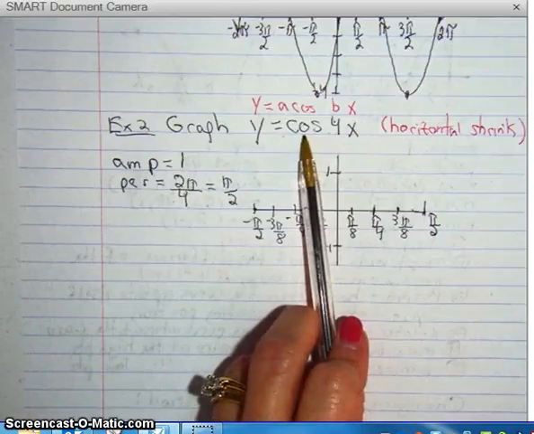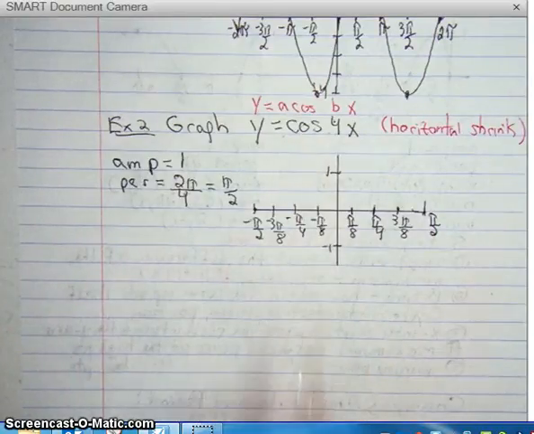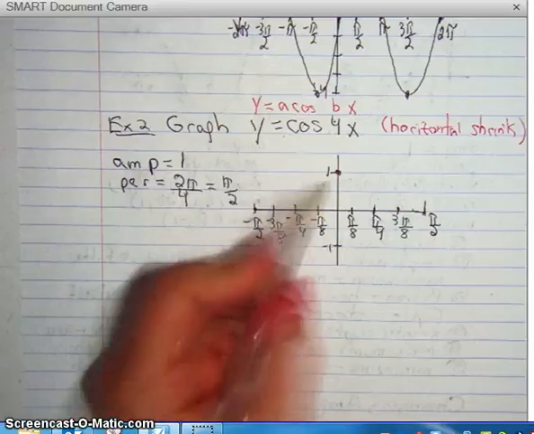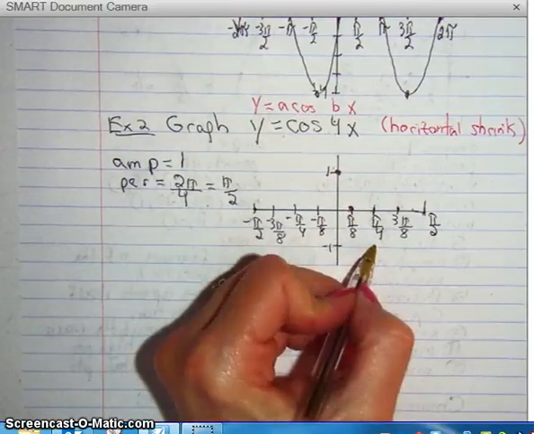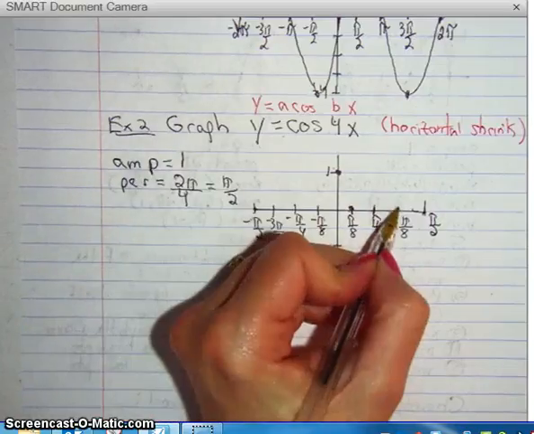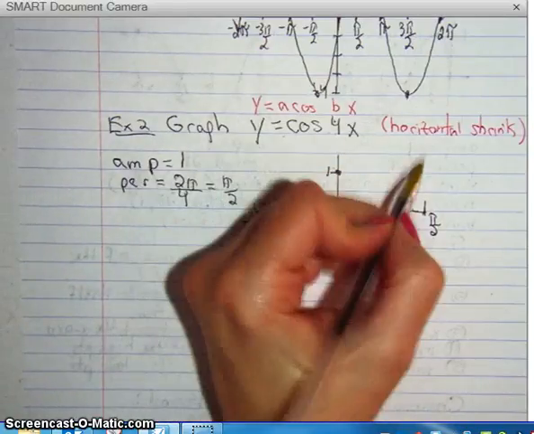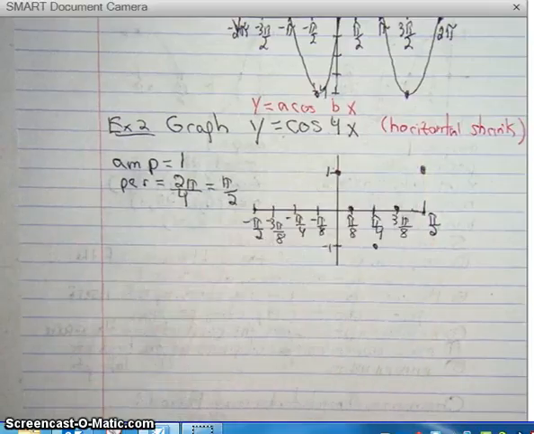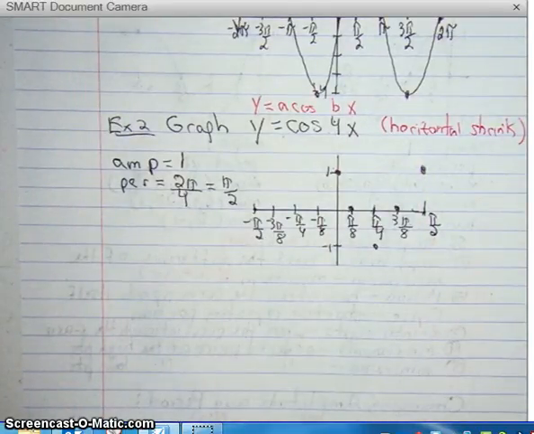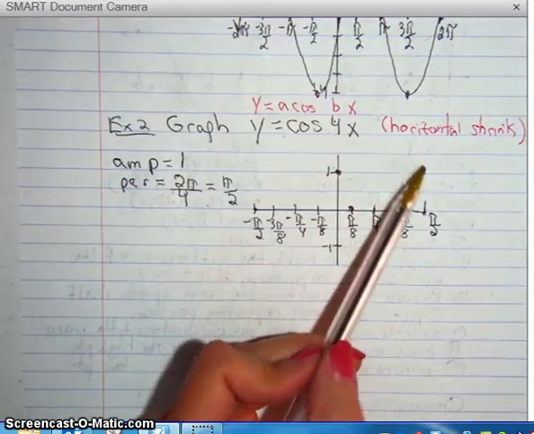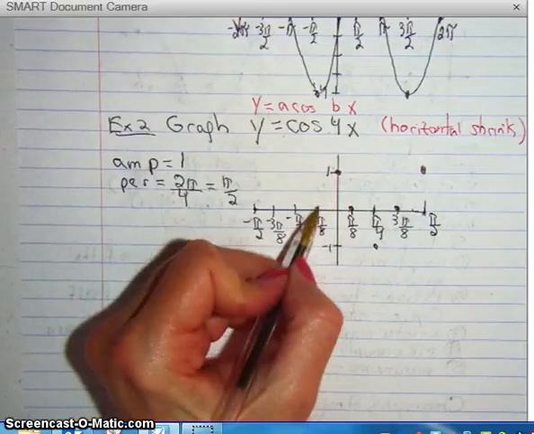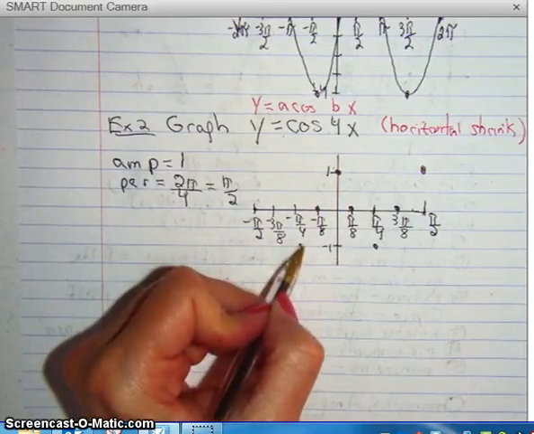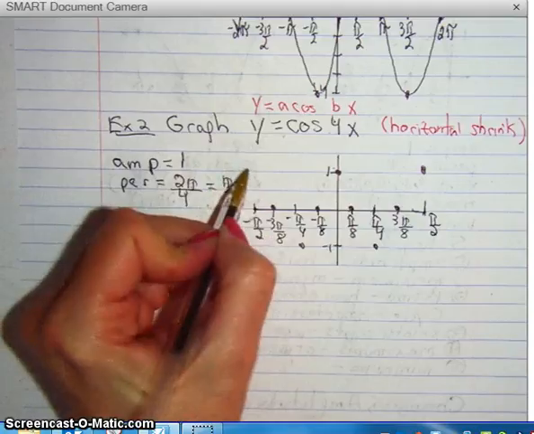Lovely Lexi, cosine, does it start up or down? Up. So we have up at the amplitude, first halfway point x-intercept, next halfway point down the amplitude, next halfway point x-intercept, next halfway point up the amplitude. And now we can go backwards and use our hills and valleys. So, at pi over 2, we have hill, x-intercept, valley, x-intercept, hill, x-intercept, valley, x-intercept, hill.